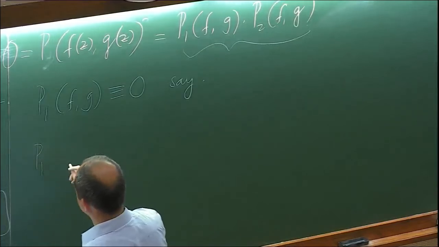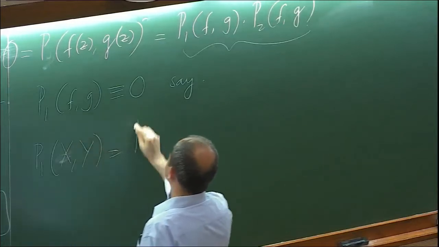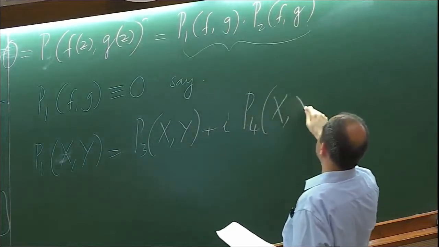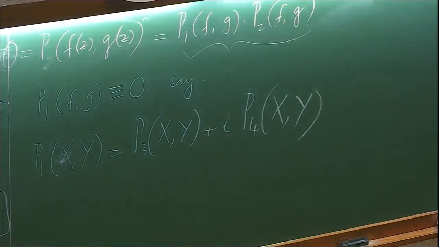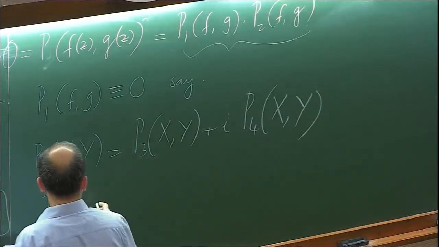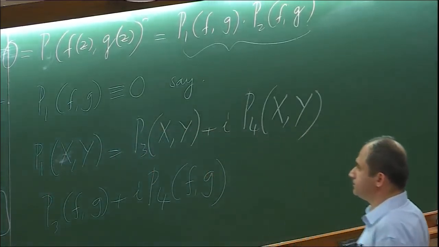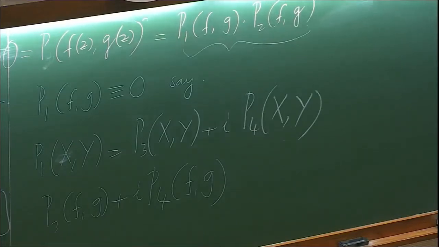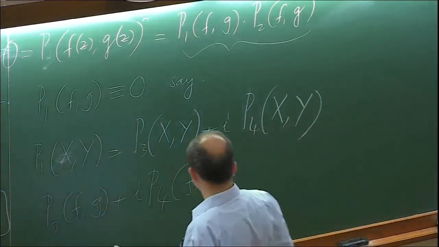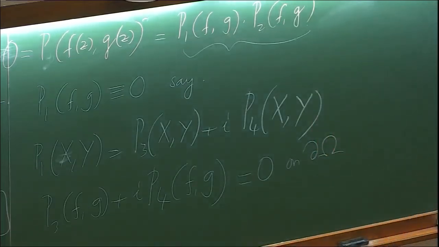So what we'll do is we'll write down P1 of x, y as P3 of x, y plus i times P4 of x, y. So just split this into the real and imaginary parts. And what happens if you plug in f and g on the right hand side? Well, this is equal to P1 of f comma g, which is 0. So this is 0 even on the boundary of the domain omega, because f and g have no poles there.